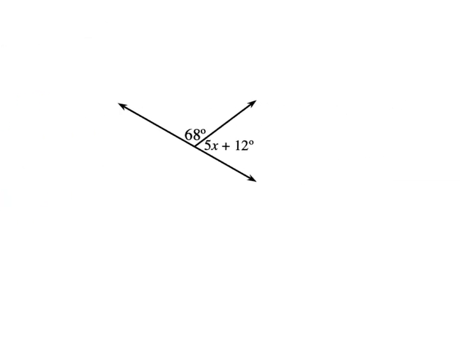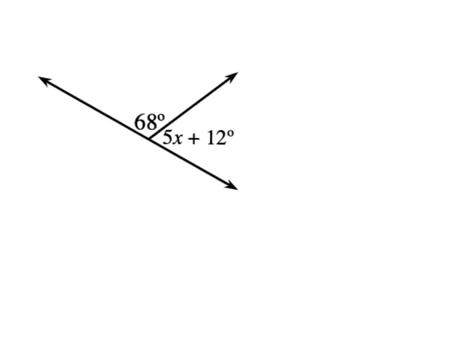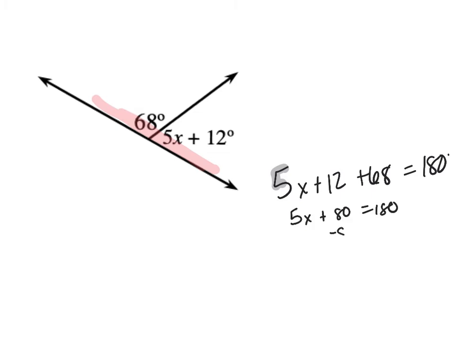Let's look at this next one here. In this case, all I see is this straight angle here, so I would write my equation 5x plus 12 plus 68 equals 180 degrees. And then I'm just going to use algebra to solve from there.